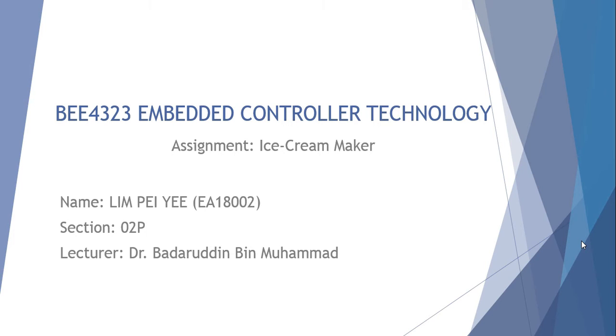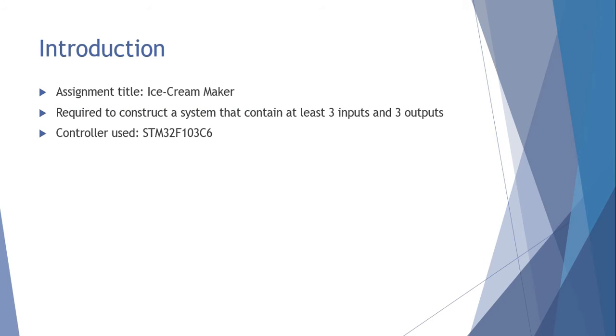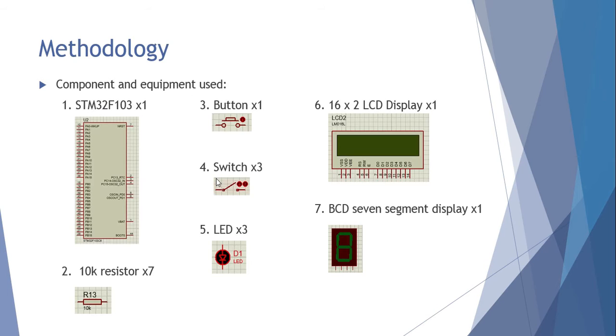The ice cream maker. Our assignment requires us to construct a system that contains at least 3 inputs and 3 outputs by using the microcontroller STM32F103C6. These are the components that I used in my assignment: the STM32F103, 7 resistors with the value of 10K, 1 button, 3 switches, 3 LEDs, a 16x2 LCD display, and also a BCD 7-segment display.